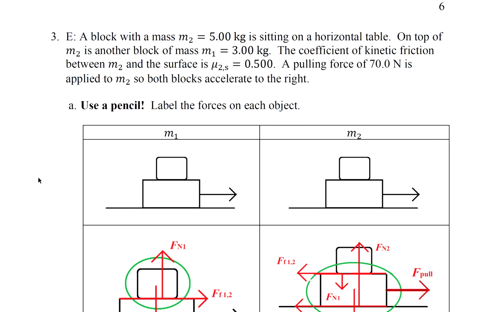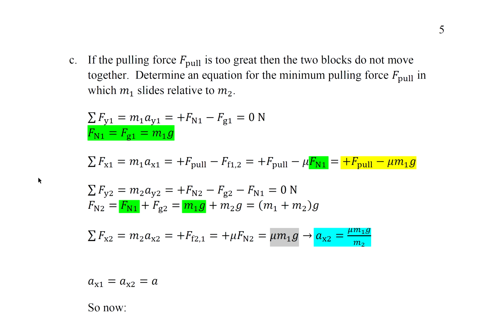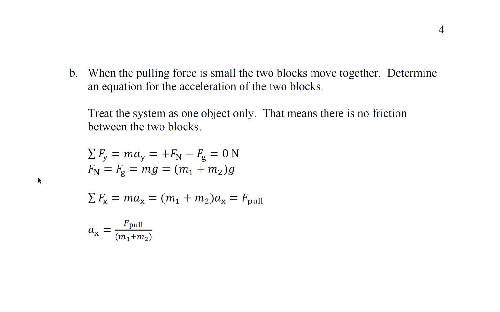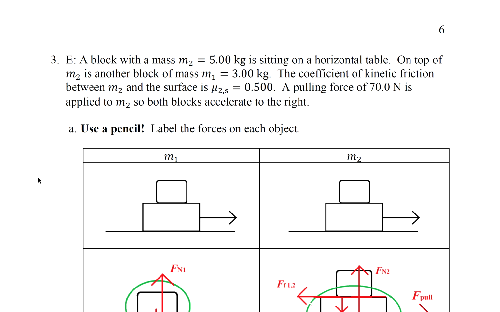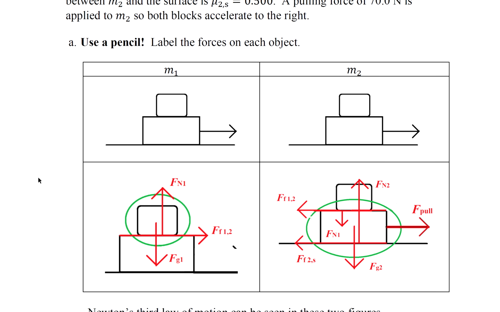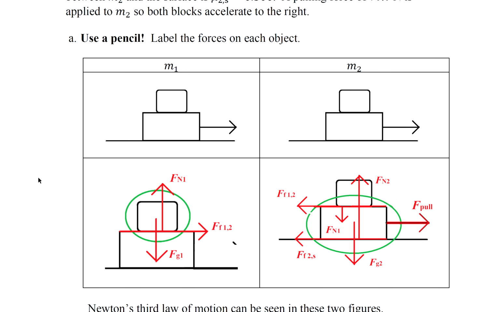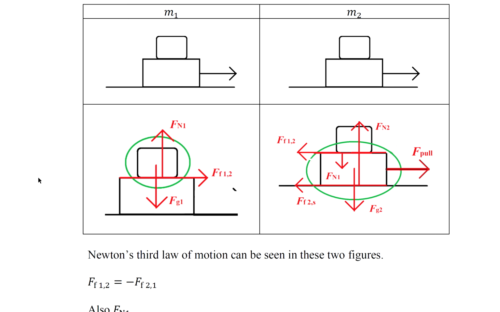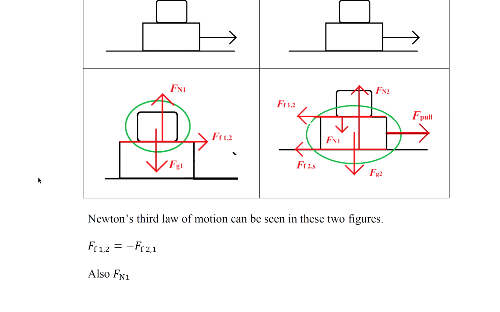What's the difference between problem 3 and problem 2? In problem 2, we have the pulling force on m1. In problem 3, we have the pulling force on m2. So part A, use a pencil, label the forces on each object. So 4 steps: circle the object, label the forces, put an x and y axis, use the equation F equals ma.